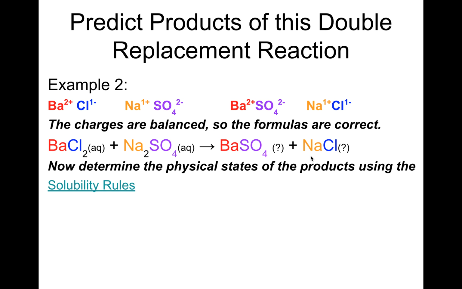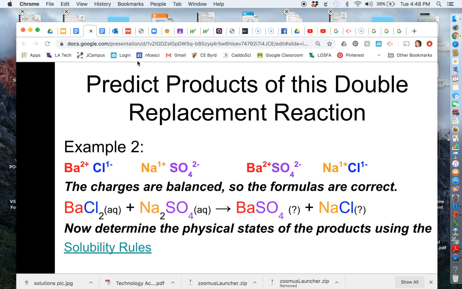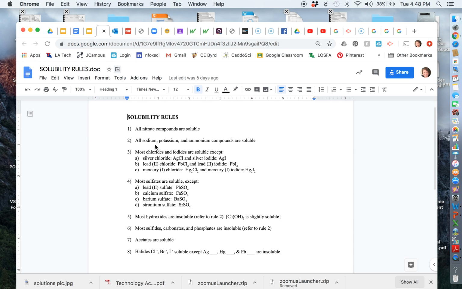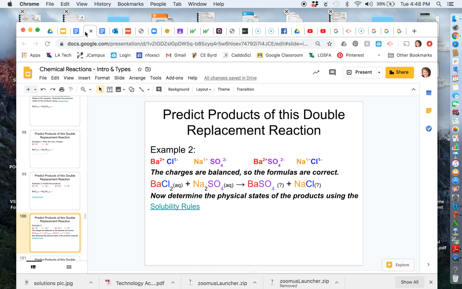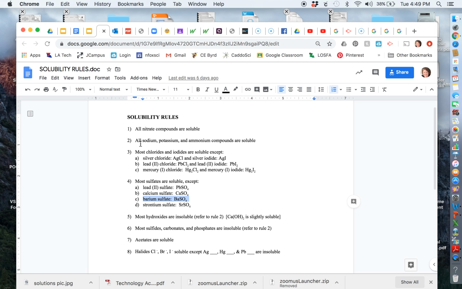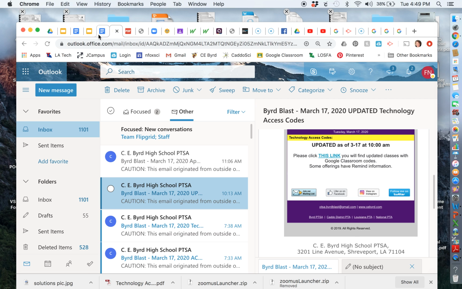Now you use the solubility rules to determine the physical states of your products. Well, if you look back at your solubility rules, you'll notice that most sulfates are soluble except for barium sulfate. Okay, so if it's an exception, that's going to be a solid. Then if you have NaCl, the other rule is all sodium compounds are soluble. If it's soluble, then it dissolves in aqueous solution.